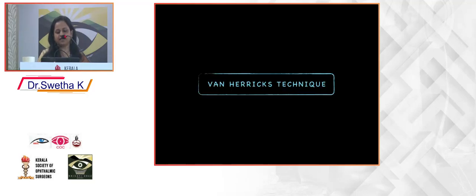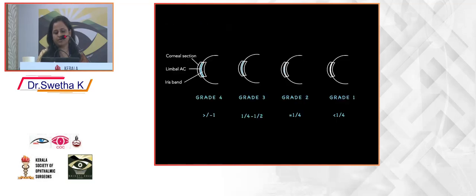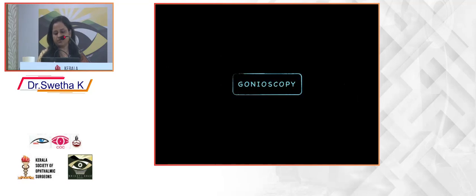Then we have the Van Herick technique, which is a slit lamp examination. It is also known as limbal anterior chamber depth measurement, where the anterior chamber depth is compared with the corneal section. Grade 4 is more than or equal to 1, grade 3 is 1/4 to half, grade 2 is equal to 1/4, and grade 1 is less than 1/4. So grade 1 is one where we can have the occludable angle.